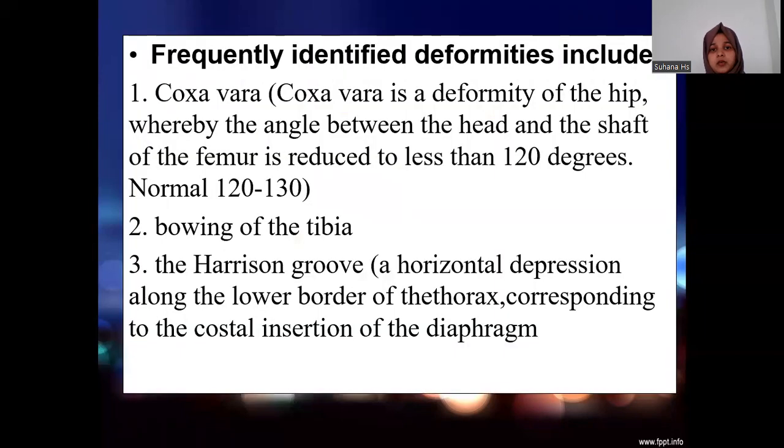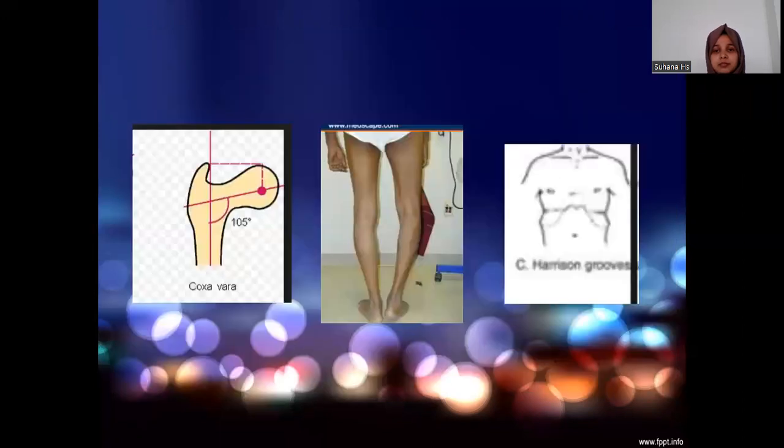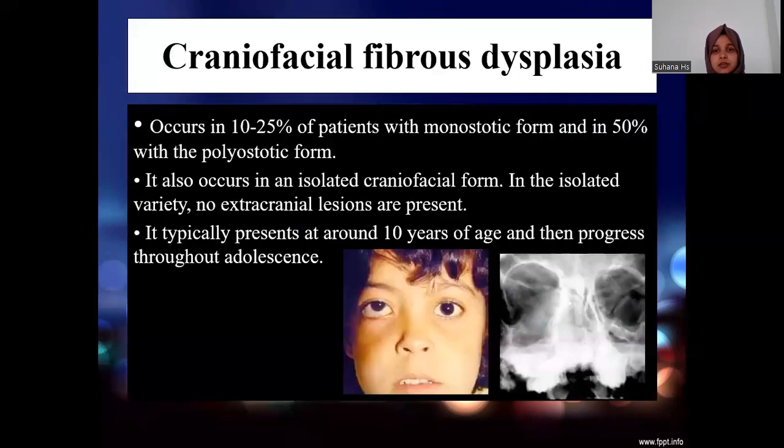Here is a picture showing one side of the body with café-au-lait pigmentation, that is, coffee brown pigmentation. Frequently identified deformities include coxa vara. It is the deformity of the hip whereby the angle between the head and shaft of the femur is reduced to less than 120 degrees. Next, bowing of the tibia, then the Harrison groove. Harrison groove is a horizontal depression along the lower border of the thorax corresponding to the costal insertion of the diaphragm. These are the pictures showing coxa vara, bowing of the tibia, and the Harrison groove.